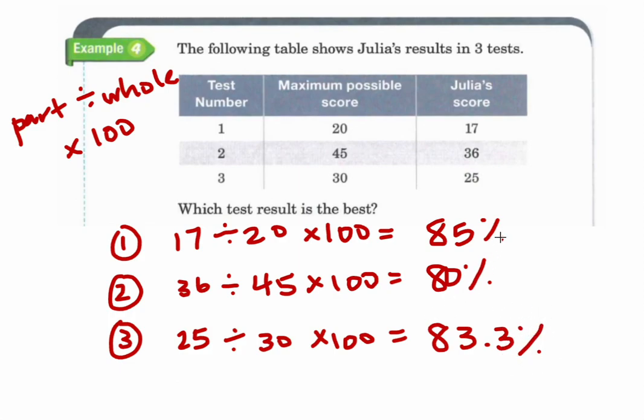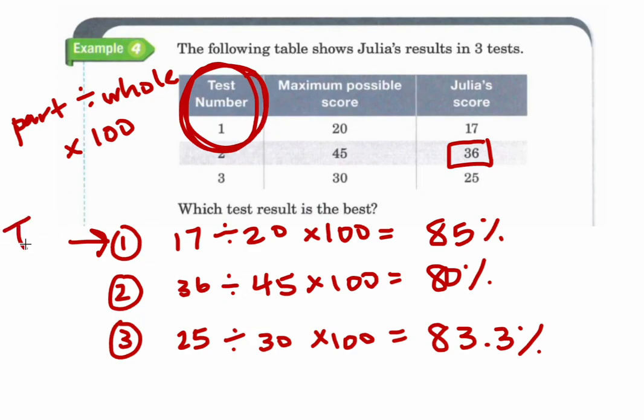83.3%. Okay, so again, just because she scored the most points on test 2 doesn't mean she actually got the highest score, right? Because it was out of a bigger whole. So she only scored 80% there. That was actually her worst test. Her best test was test 1. Test number 1 was the best. She got an 85%. Overall, she got a B average, but that was her highest B.